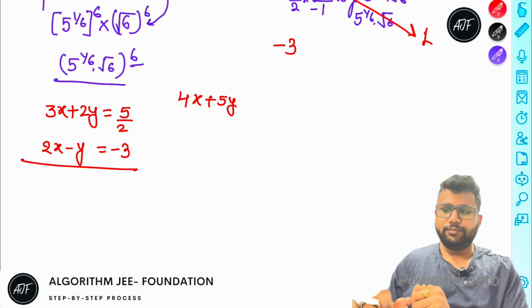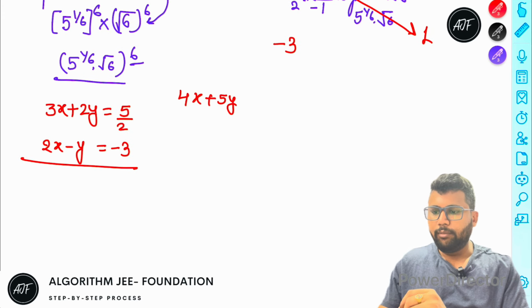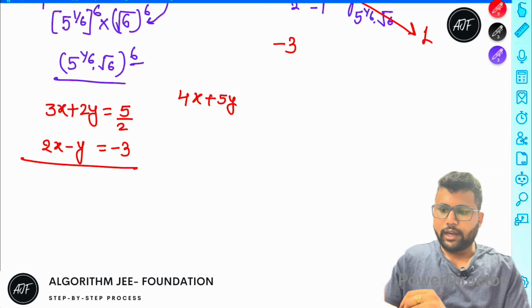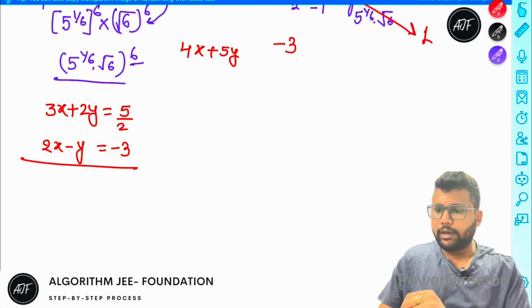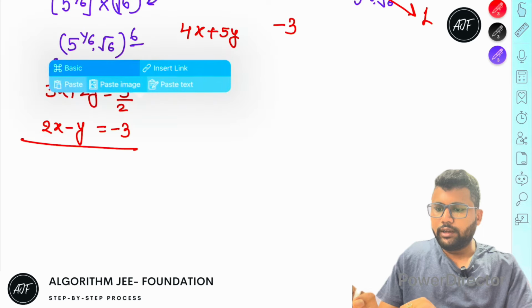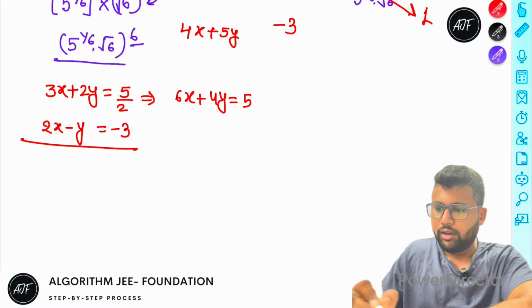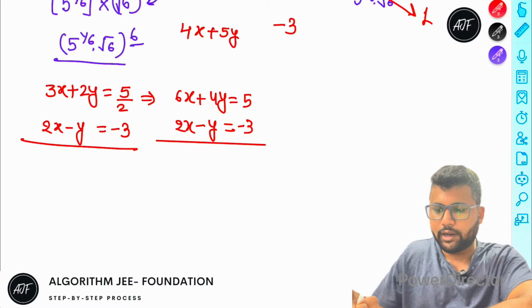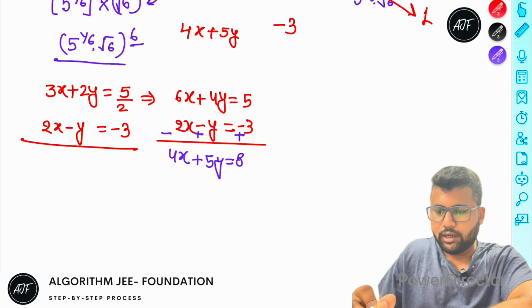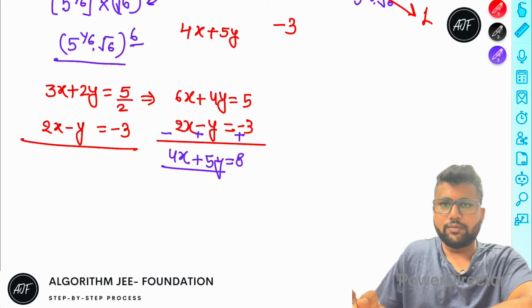Now you see, if you multiply by 2 in this one, your target is this one, so that's why if you multiply this one, then it is 6x plus 4y is equal to 5, and then 2x minus y is equal to minus 3. After that, directly subtract, because if you subtract, then 4x, subtracted then 5y, and subtracted then 8. So now 4x plus 5y is equal to 8.